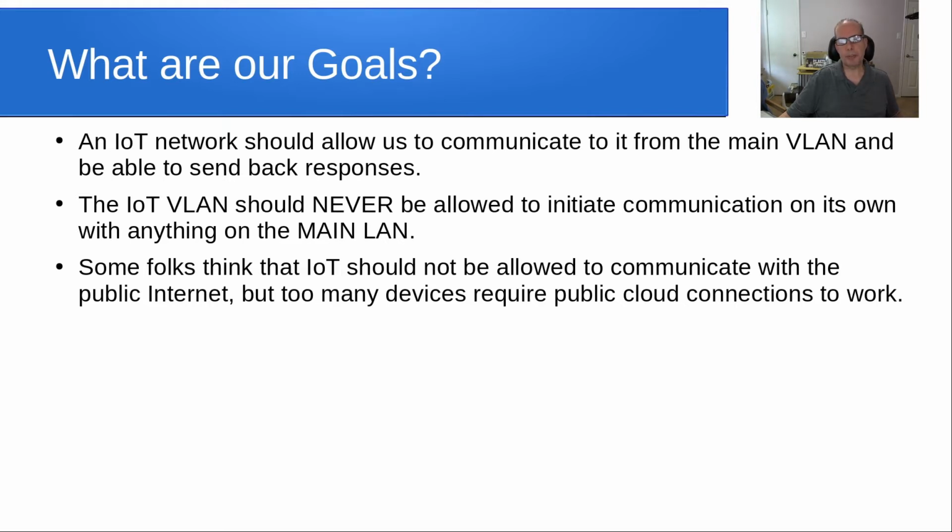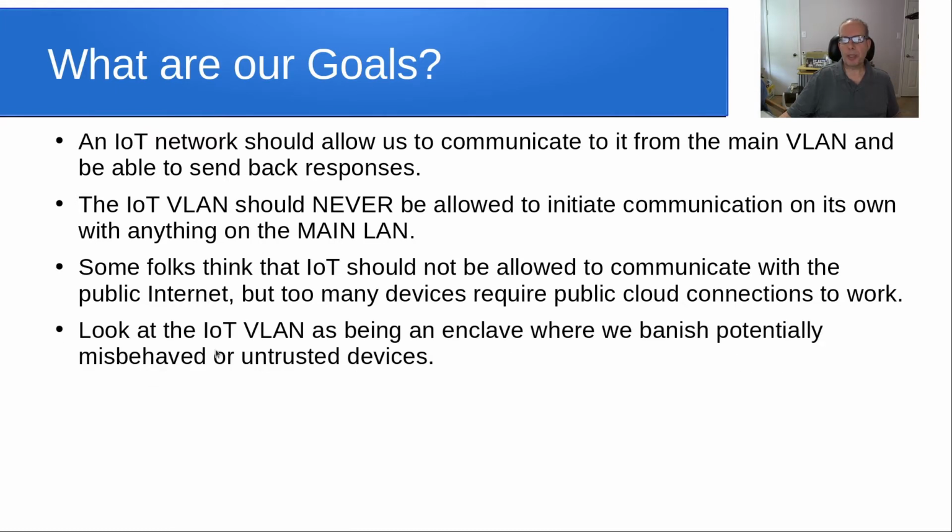So some examples might be your smart speakers. They obviously need to talk to the public cloud so they can receive responses. But arguably, if you have a camera that might be a PoE camera and you do all of its recording inside the house, then perhaps that camera should not have access to the public internet. So there is a use case for both situations. So look at the IoT VLAN as being an enclave where we banish potentially misbehaved or untrusted devices.